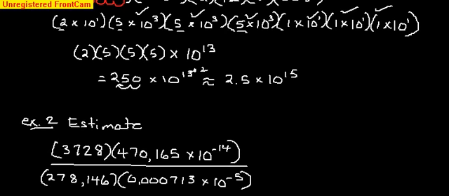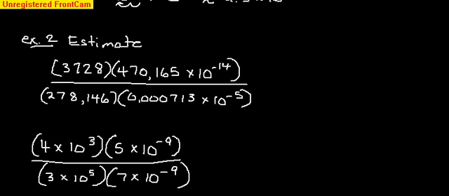So let me show you what that's going to look like. This is 4, so it's going to be rounded to 4,000. So it's 4 times 10 to the third, since we're moving over 1, 2, 3. This one, we're going to make this a 5, and we're going to move it over 1, 2, 3, 4, 5. We're going to drop all these and just have our 5. And since we moved it over 5 places to the left, we're going to add 5 to negative 14, and that gives us negative 9.